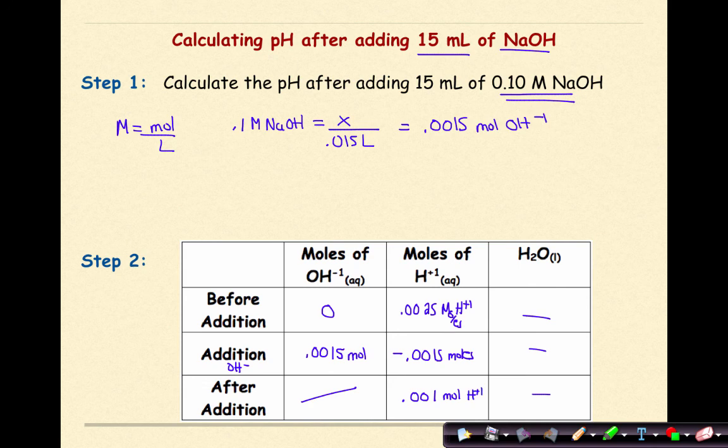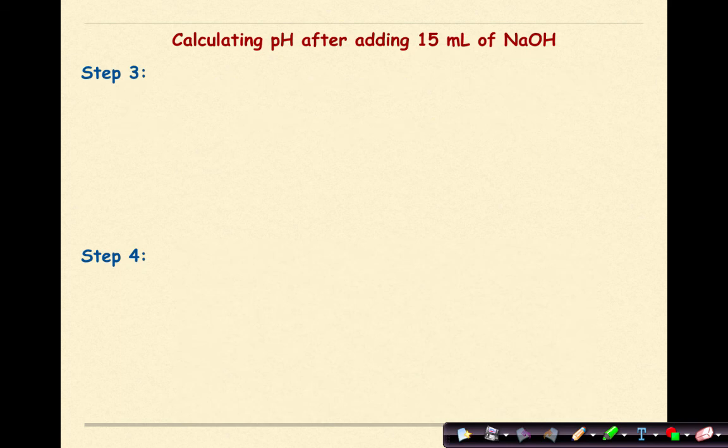And from that now, I need to figure out how my molarity has changed. So step 3 is going to take that remaining hydrogen ions, 0.001 moles of hydrogen ions, and I'm going to divide that by my total volume. So I have 0.015 liters, and that's coming from the added base. And I'm going to add that to the initial volume of acid that I started with, 0.025 liters. So that is for my original volume of my acid.